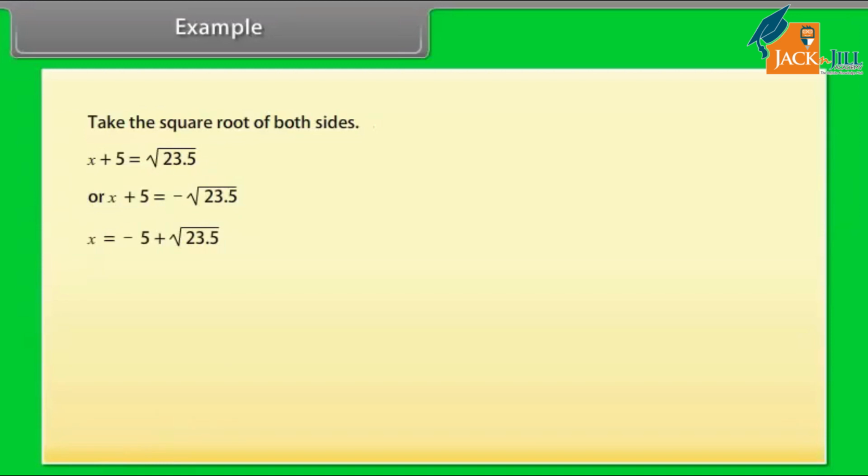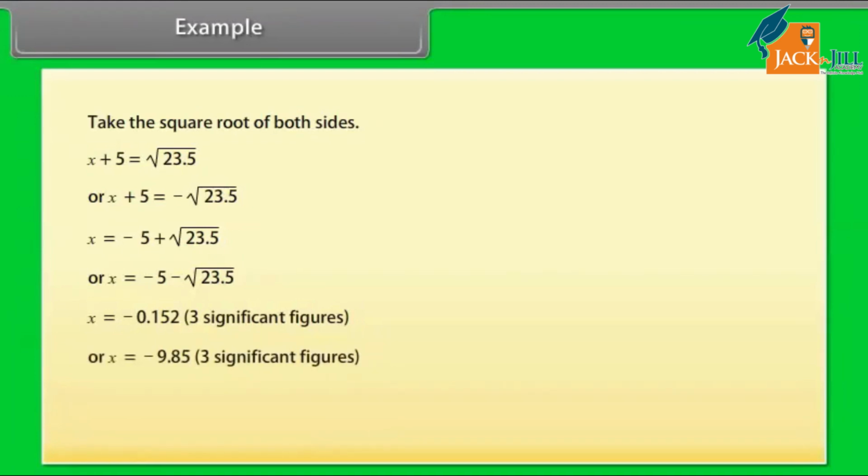x = -5 + √23.5 or x = -5 - √23.5. x = -0.152 to three significant figures, or x = -9.85 to three significant figures. Nature of roots.